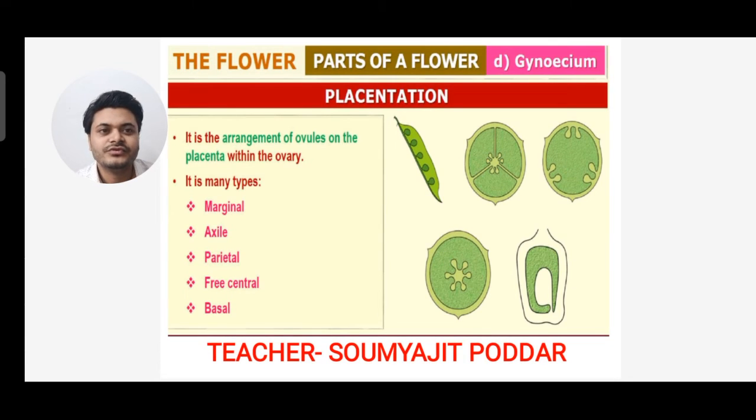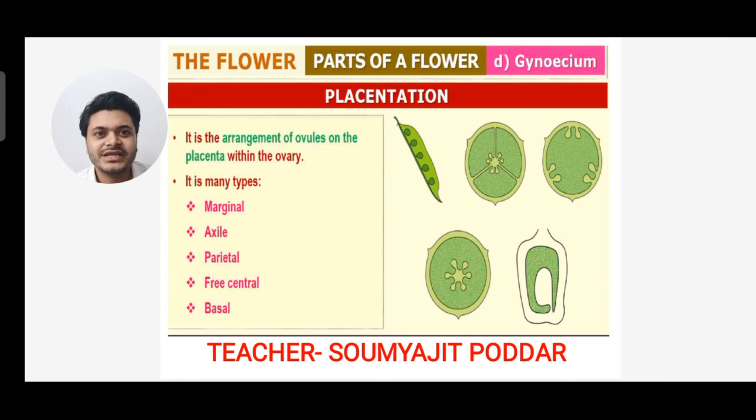Next we move to placentation. So what is placentation? It is the arrangement of ovules on the placenta within the ovary. You can see the different types of placentation in the diagram.